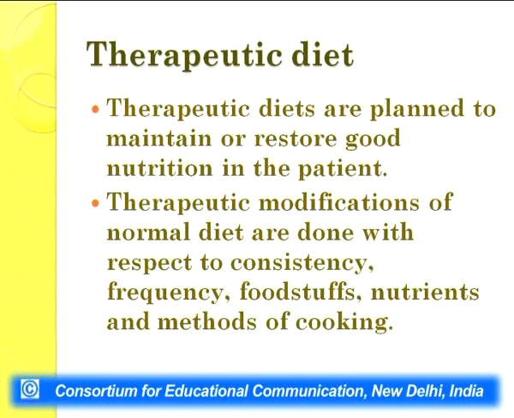So, these five aspects are very much important while we discuss therapeutic diet, and these five aspects are consistency of food, whether solid, liquid or semi-solid food, then frequency, how frequent we can give and how frequent we should give meals to the patient, then foodstuff, which type of specific foodstuff should be used, nutrients, which nutrients need to be restricted or given in extra quantity, and which type of cooking method should be used while making food for a patient.